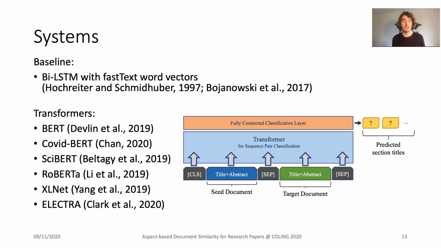Based on these 2 datasets, we then evaluate 7 systems. As baseline, we have an LSTM with fastText word vectors that were pre-trained on the datasets. And we compare the baseline to transformer models. As transformer models, we have BERT, the original version, and then a COVID variation trained on the CORD-19 dataset, SciBERT trained on general scientific literature from different domains, and also RoBERTa, XLNet, and ELECTRA. All the transformer models are used in a sequence pair classification setup. So we have the title and the abstract of the seed and the target document, both separated with the SEP token. For implementation details, please look at our paper and also on GitHub, where we have all our code and data and models available.